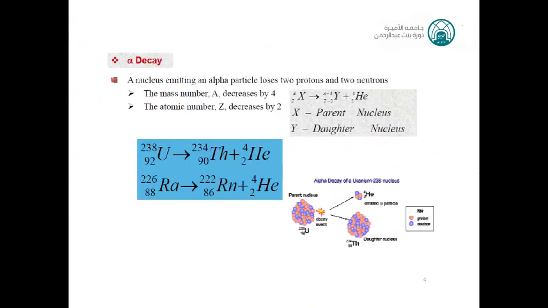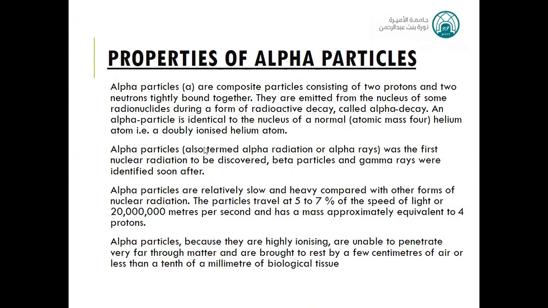Alpha decay. The nucleus emitting an alpha particle loses 2 protons and 2 neutrons, so that the Z number decreases by 2 and the mass number decreases by 4. Like here, uranium-238 (Z = 92) is converted to thorium-234 (Z = 90) and an alpha particle, He-4 (Z = 2). The Z number decreased by 2 and the mass number decreased by 4.